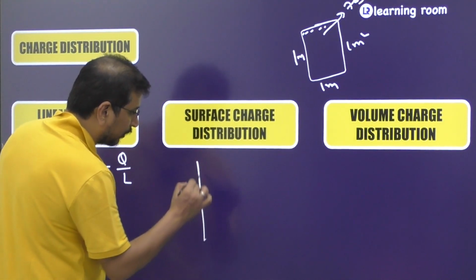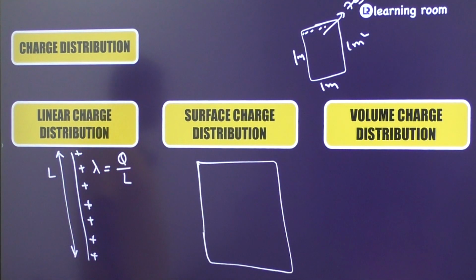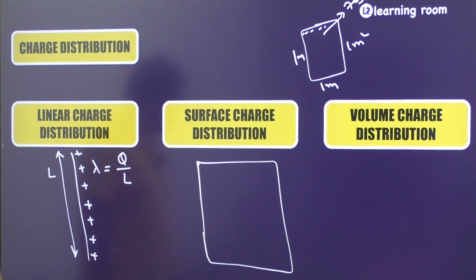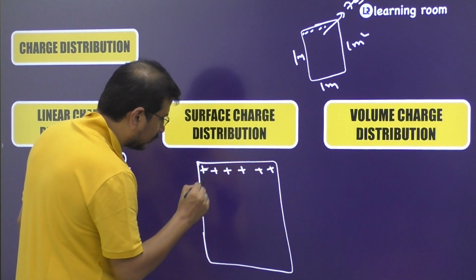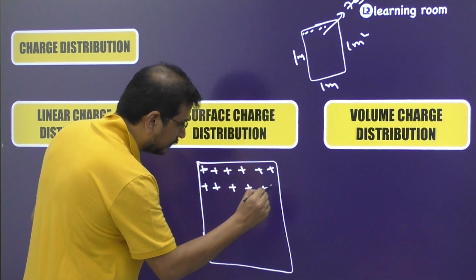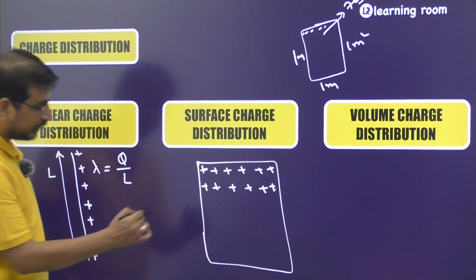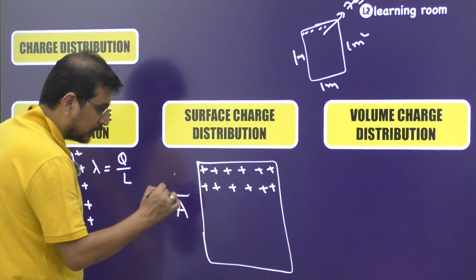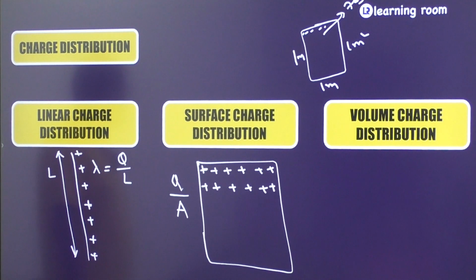Similarly, if I take a paper, something similar to the GSM which I spoke about, and on this paper I start distributing the charge like this, let's say the total area comes out to be A, and I calculate the total charge. If I find the amount of charge per unit area, I repeat it.